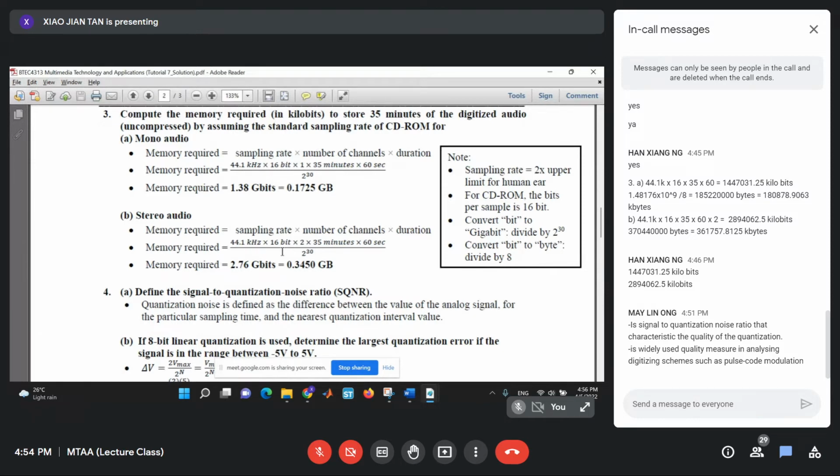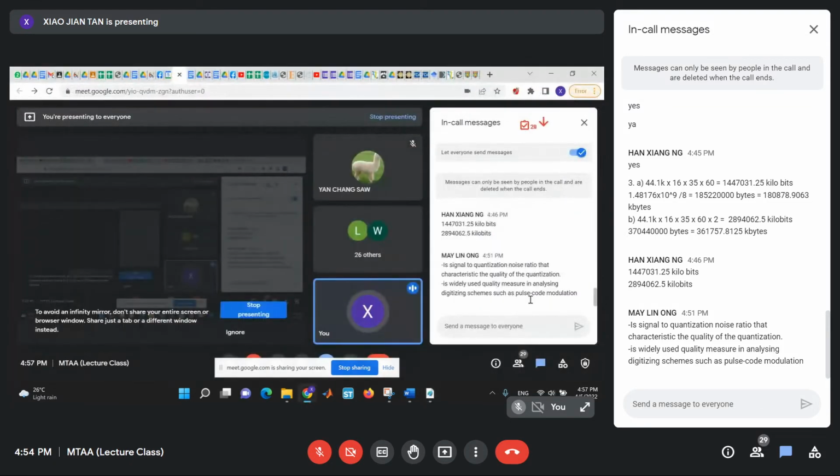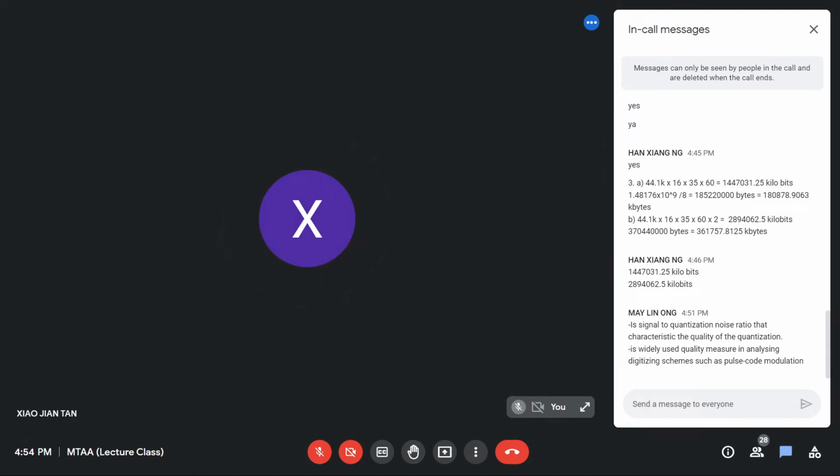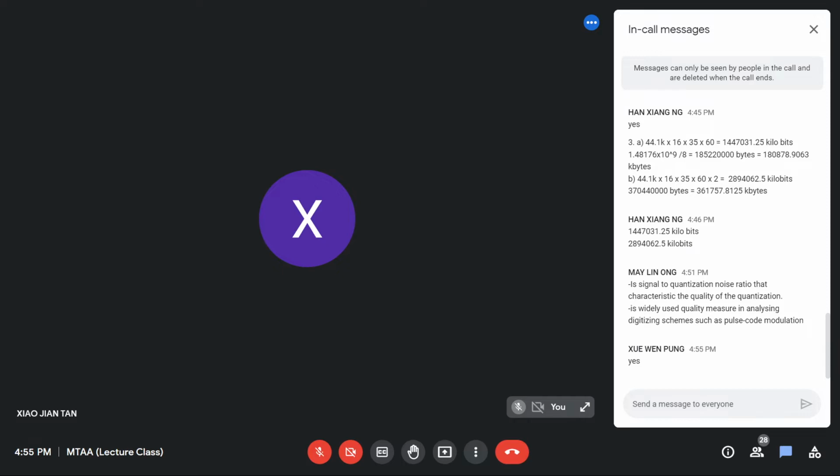Okay, so for question B, if 8-bit linear quantization is used, determine the largest quantization error if the signal is in the range of -5 volts to 5 volts. This one I might need someone to share their screen. Let me stop sharing. Xue Pang, are you there? Maybe you can share your answer. You may share whenever you're ready.